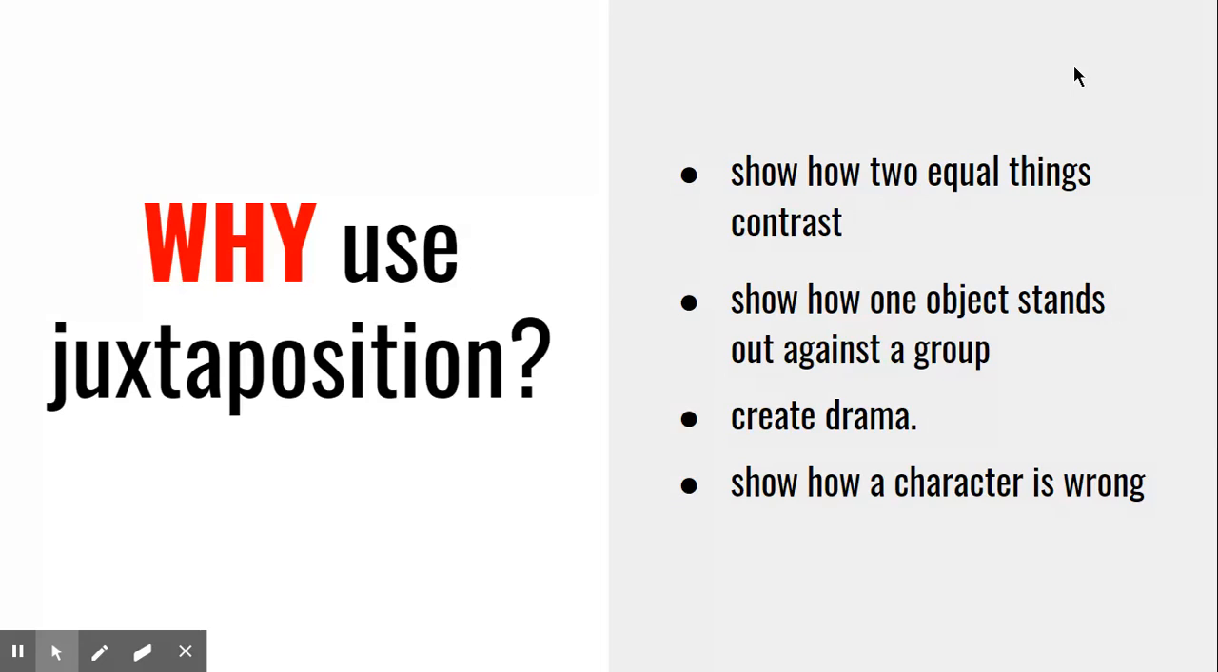examples soon. The last thing might be to show how a character is wrong. That kind of goes with the idea of creating drama, but in this situation, one character might state something or might have an idea, and the juxtaposition comes when their rival character or a different character states their opinion, and they're different and contrasting. And a lot of times that first character has to rethink what they said because that juxtaposition shows them just how wrong they can be.